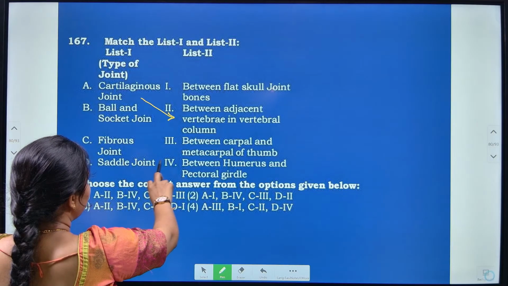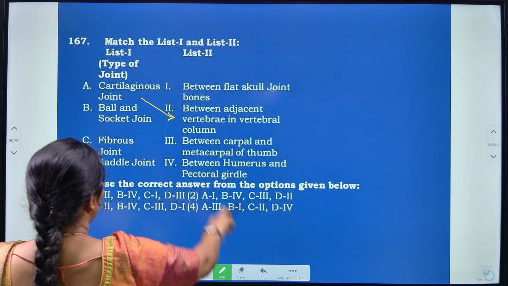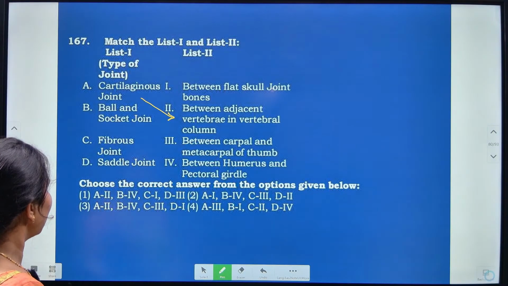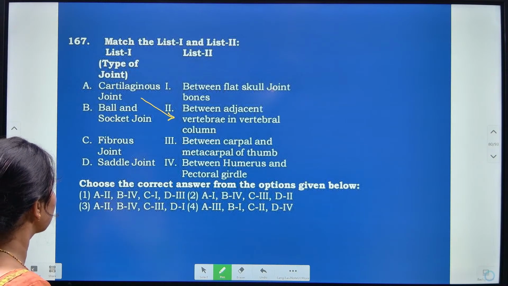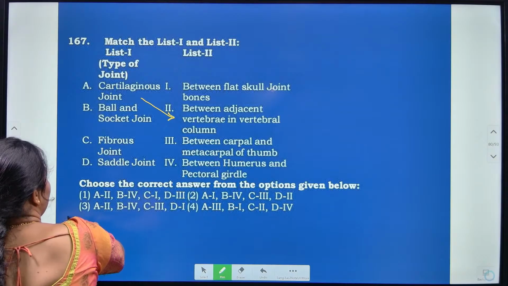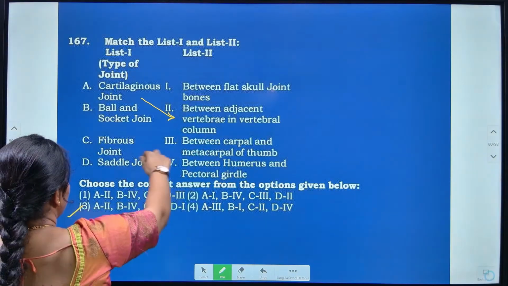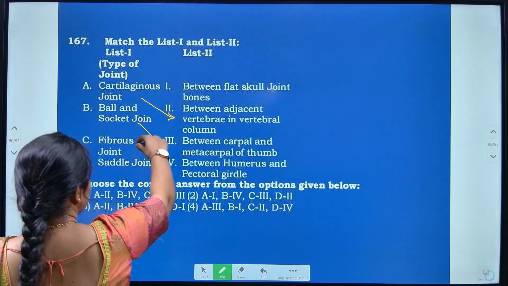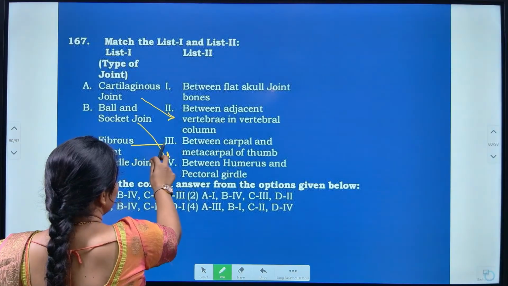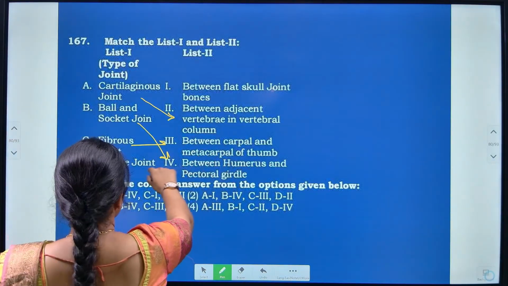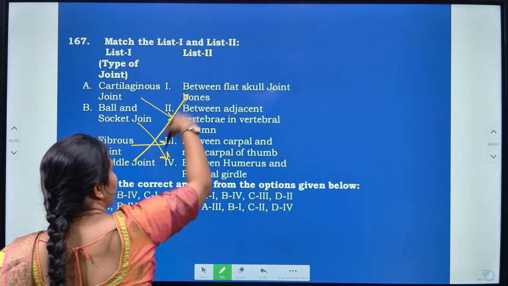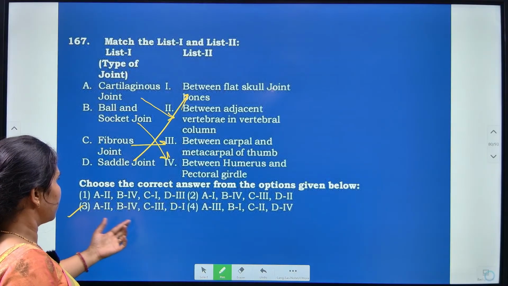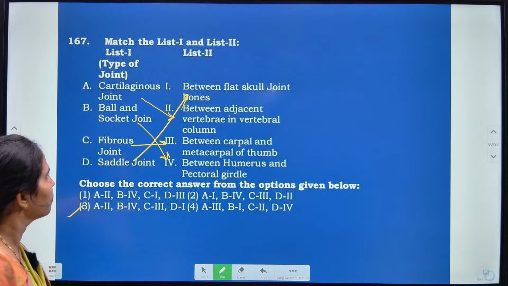Fibrous joints are present between the flat skull bones. Saddle joint, saddle is always going to be the one between the carpals and metacarpals of the thumb. So A is 2, then B is going to be 4, and C is going to be 3, that is present between the carpals and metacarpals of the thumb, and D will be with 1, that is present between the flat skull bones. So when you match it, I think option 3 will be the right option.